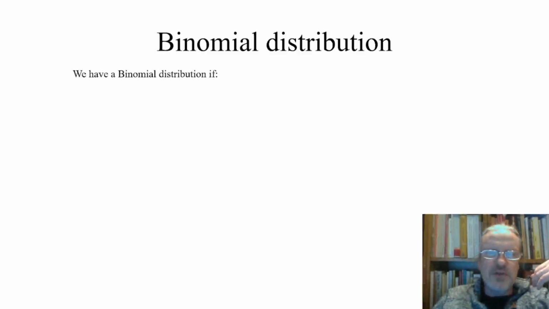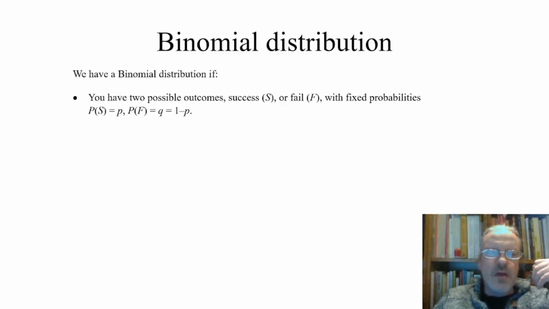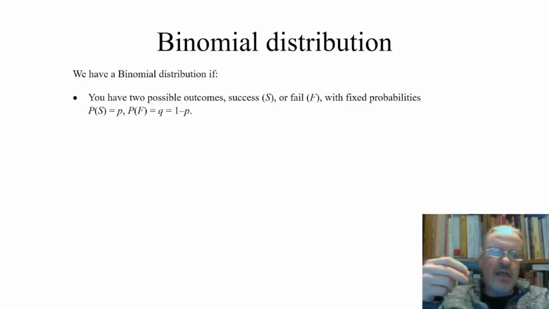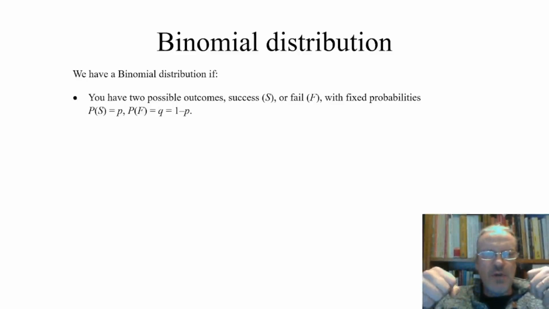And we know if we have a binomial distribution, if there is an experiment or something where you have two possible outcomes, either success or fail. There could be other things, it should be two, but often it's called success and fail. And these should have some fixed probabilities. So the probability for success should always be some value p, and the probability for fail, that usually is called q, is then of course 1 minus p, because those two should add up to 100%.